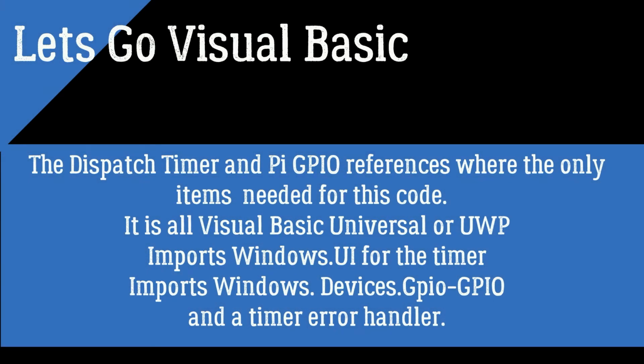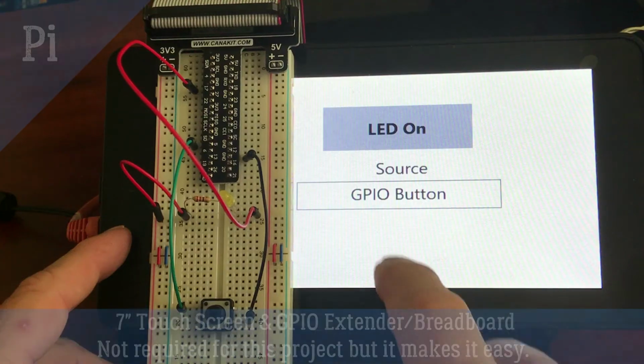Again, let's go Visual Basic. The dispatch timer and the GPIO references were all we needed to make this code. A couple of import statements and a timer error handler. Well, on to the code.